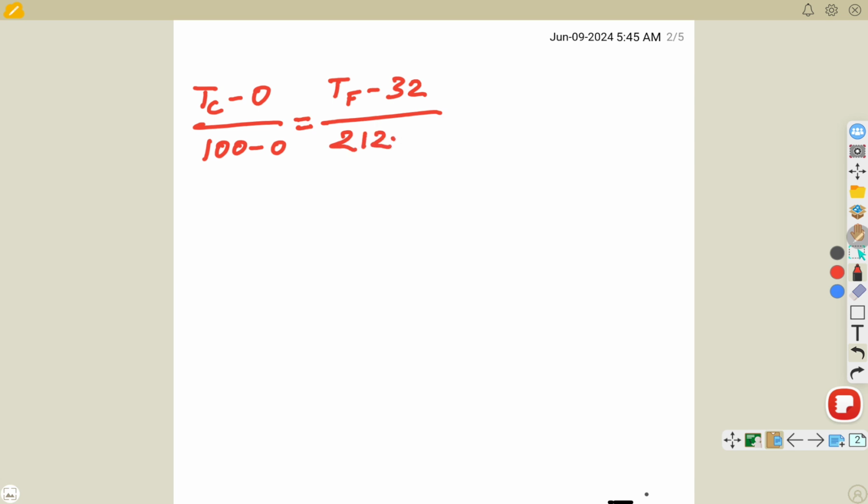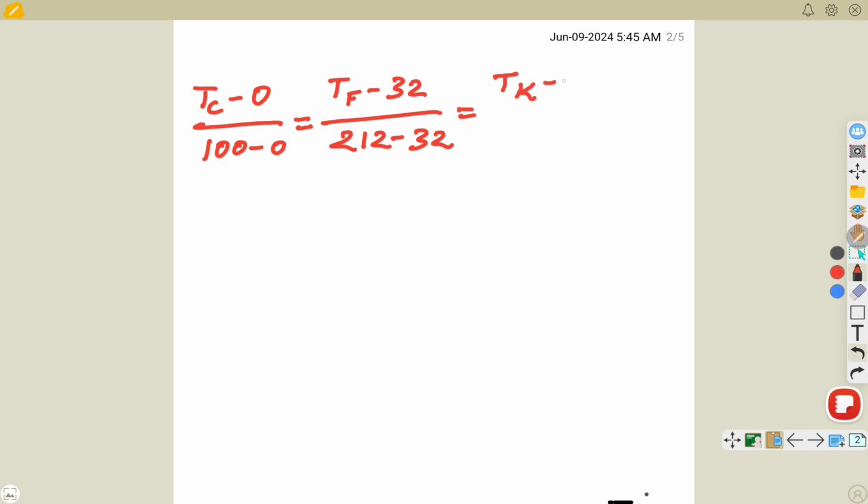scale, we can use the lower limit and the upper limit, that is the melting point of ice and the boiling point of water. So for these 5 different temperature scales, let's see in one screen. (TC minus 0) upon (100 minus 0) is equal to (T Fahrenheit minus 32) upon the upper limit minus the lower limit.